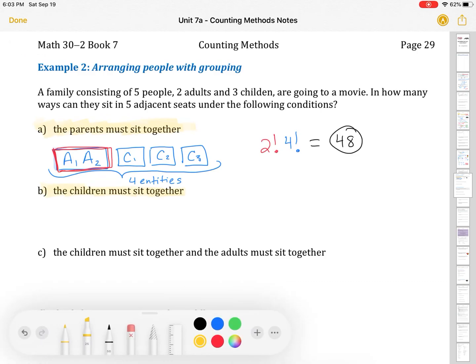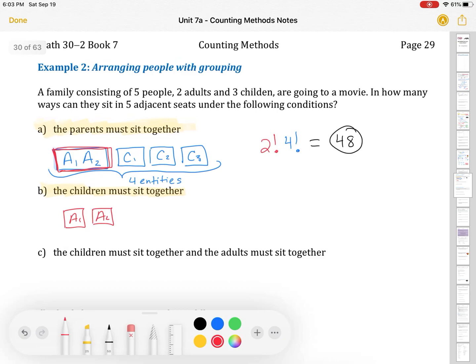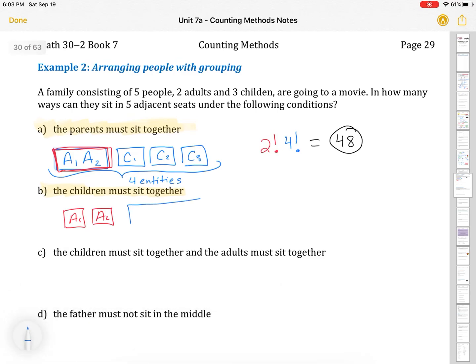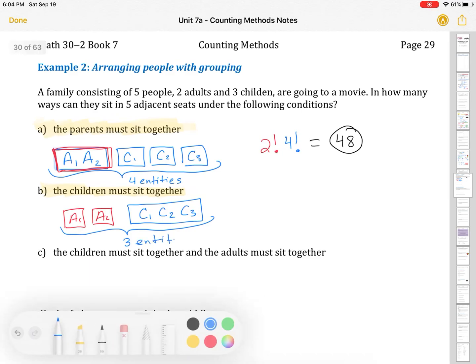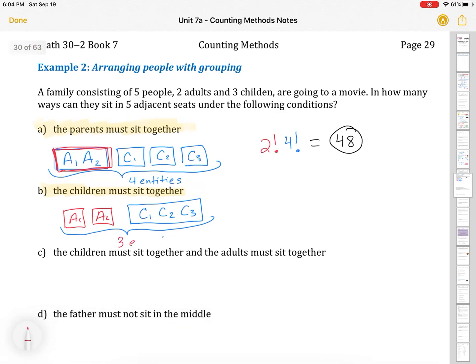Now the second choice is the children must sit together. So when we map that out, I have A1 and A2, and they can split up on either side. And then I have all of the children sitting together, C1, C2, and C3. Now within that group of kids, they can shuffle. But I have 3 entities, right? I'm actually going to write that in red.